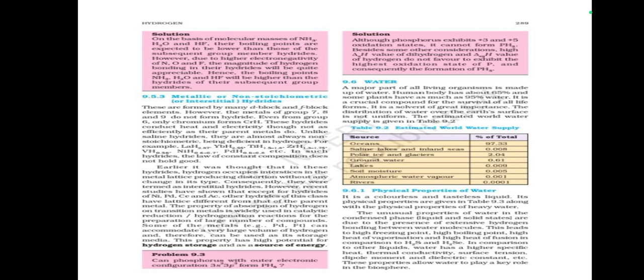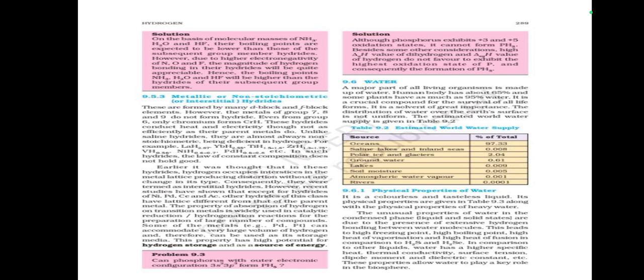Unlike saline hydrides, they are almost always non-stoichiometric, being deficient in hydrogen. For example, LaH2, YbH2, TiH2, ZrH2, VH2, NiH0.6, PdH0.7, etc. In such hydrides, the law of constant composition does not hold good.